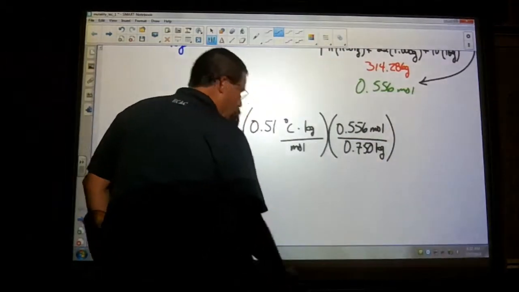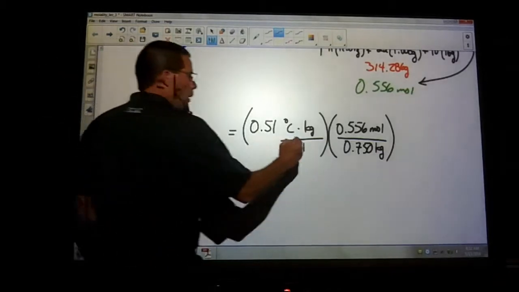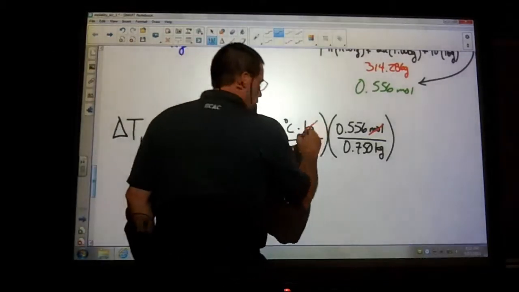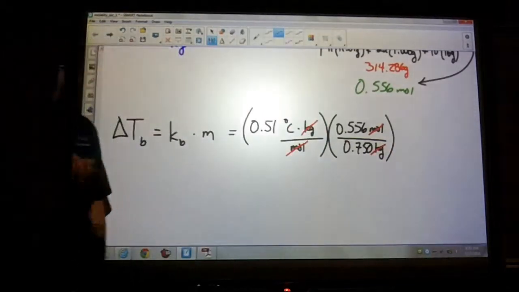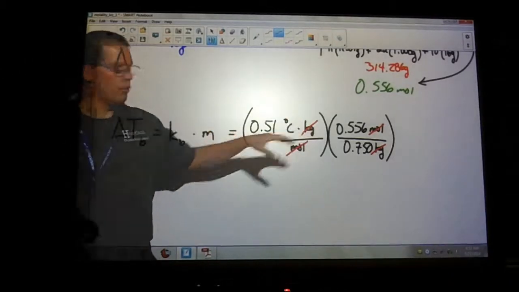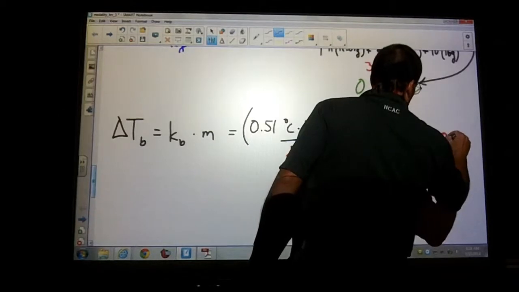So what happens to my units? Let's take a look at the units real quick. What happens to the unit moles? Cancel. That's why we show our units. What happens to the kilograms? They cancel. That's why we show our units. What unit remains? Degrees Celsius, which is a temperature value. Okay? That's why you show your units, so you make sure that you're doing this correctly. 0.378, and that's degrees Celsius.